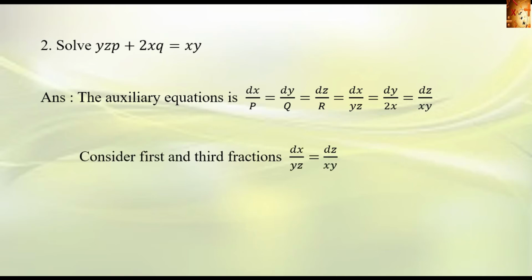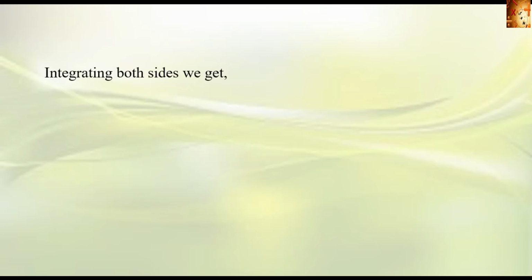That is dx divided by yz equal to dz divided by xy. So y is cancelled and cross multiplying we get x dx equal to z dz, which is in the variable separable form. So here integrating on both sides we get x square by 2 equal to z square by 2 plus a constant, take it as k1, which implies rearranging it we have x square minus z square equal to a, which is the first solution.